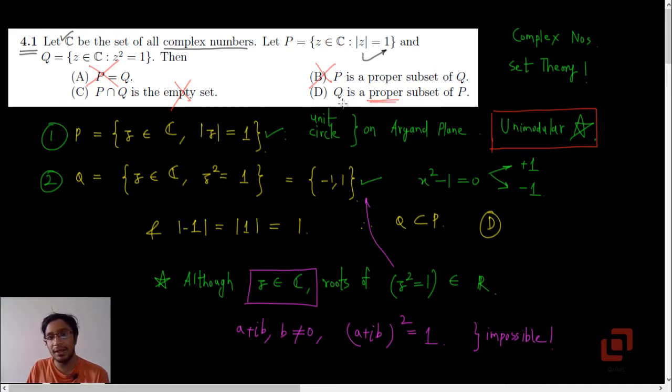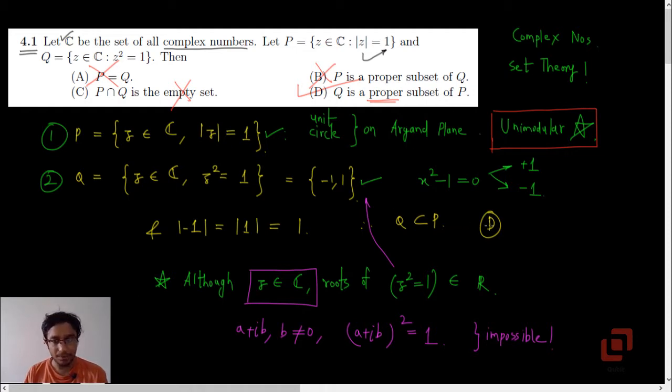Now we call any set a proper subset of the other if it is not equal to the other, something which we learn in set theory. So Q is a proper subset of P because every element in Q is present in P, but every element in P is not present in Q. So Q is a proper subset of P, hence the correct option is D.